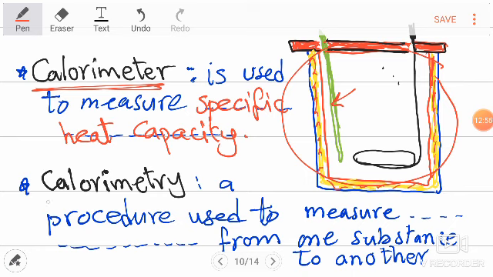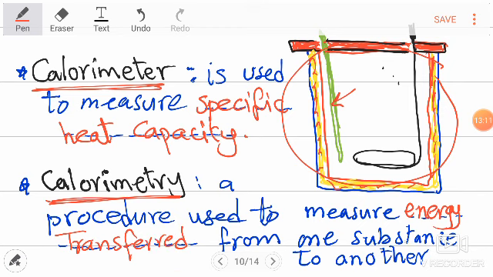Calorimetry is an experimental procedure used to measure energy transferred from one substance to another substance. We use calorimetry, the procedure itself, to measure energy transfer from one object to another. By what amount is called calorimetry.